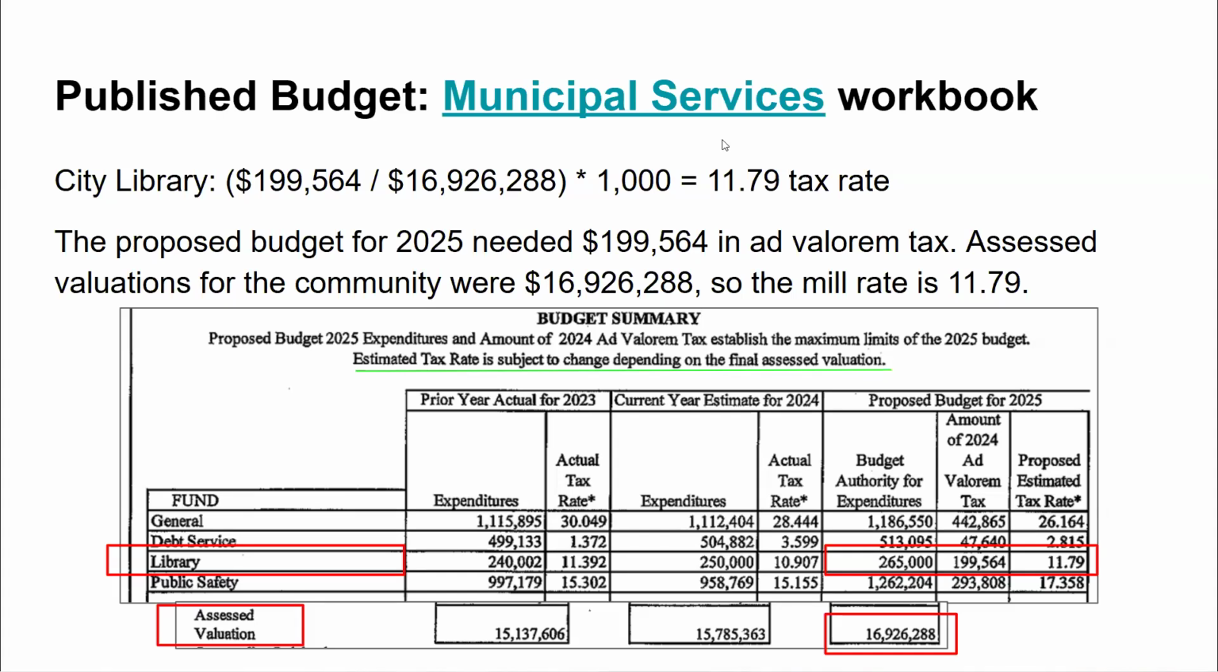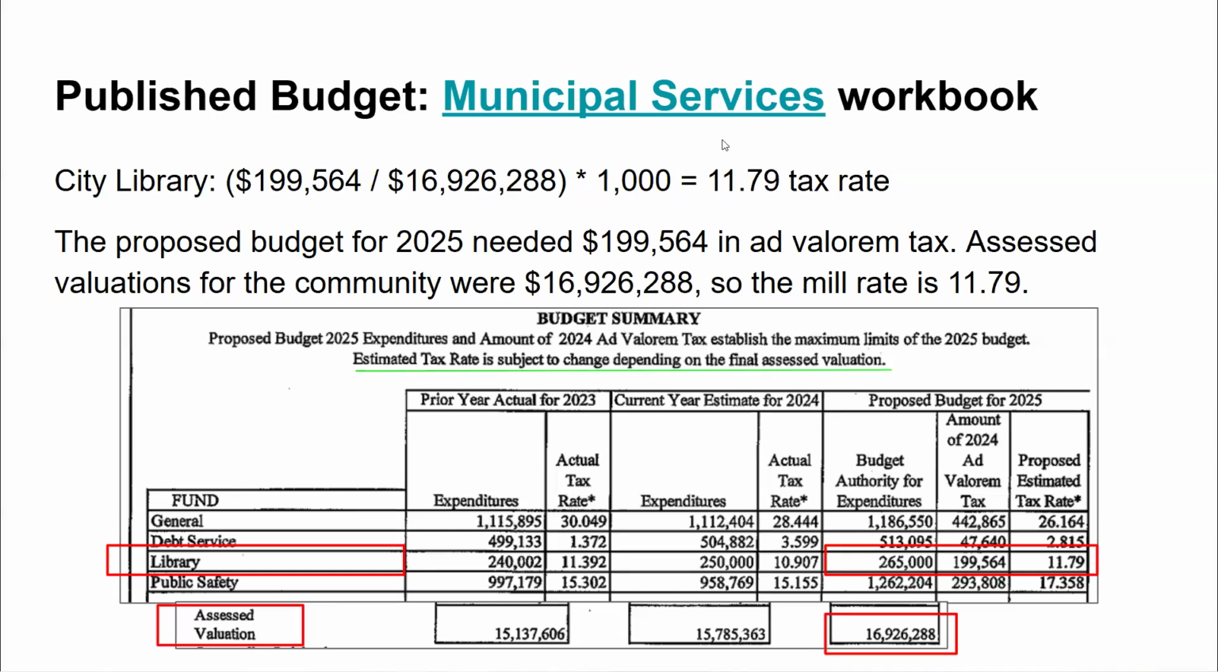The city levies taxes on behalf of the library. The township levies taxes on behalf of the township. The district levies taxes for itself. That's the difference, who the taxing authority is. For cities, it's based on that law, 12-1220.